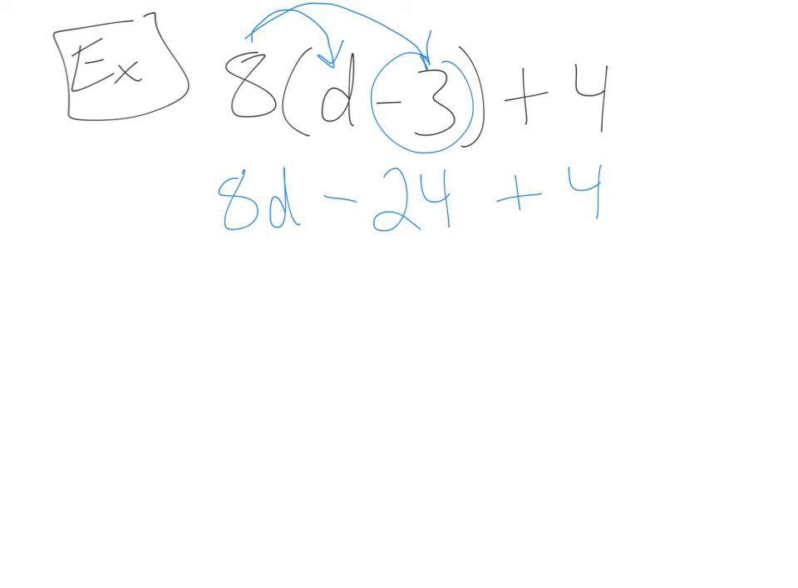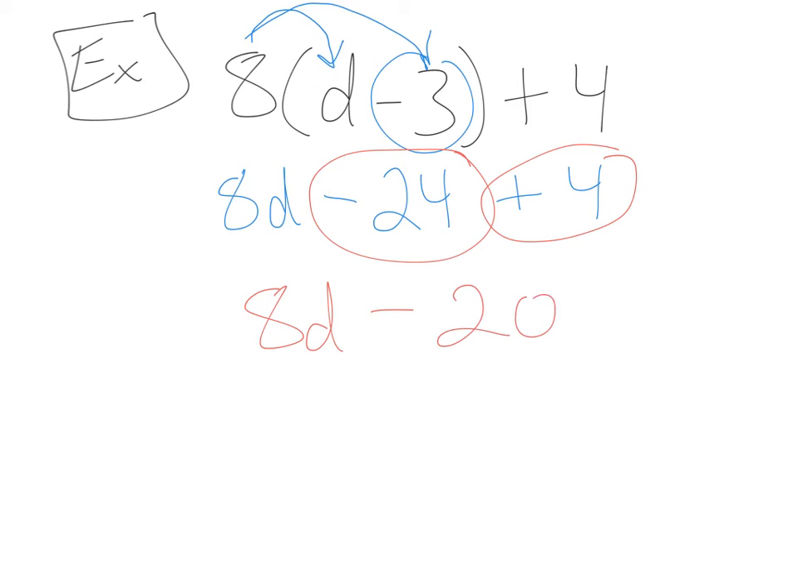The like terms in this case are going to be the negative 24 and the positive 4. Negative 24 plus 4 is going to be a negative 20. So your final answer will be 8d minus 20.